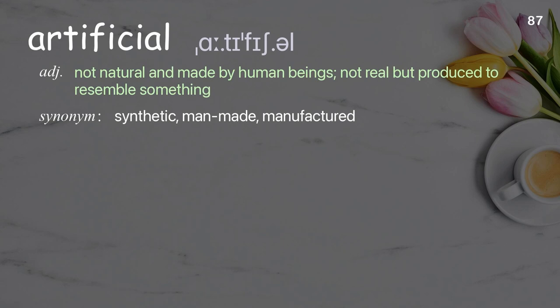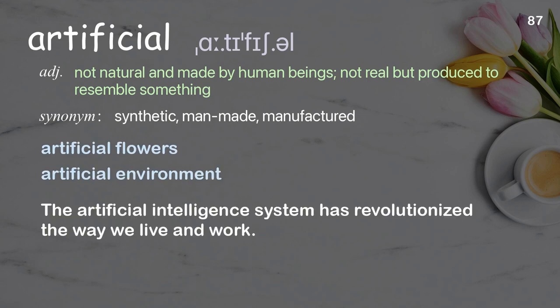Artificial. Not natural and made by human beings, not real, but produced to resemble something. Examples. Artificial flowers. Artificial environment. The artificial intelligence system has revolutionized the way we live and work.